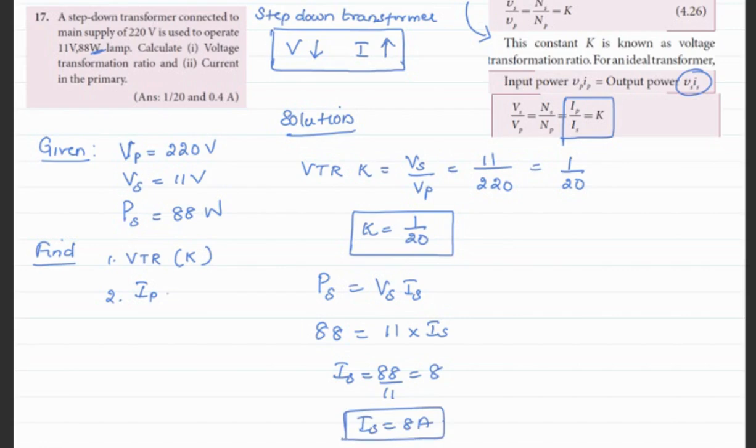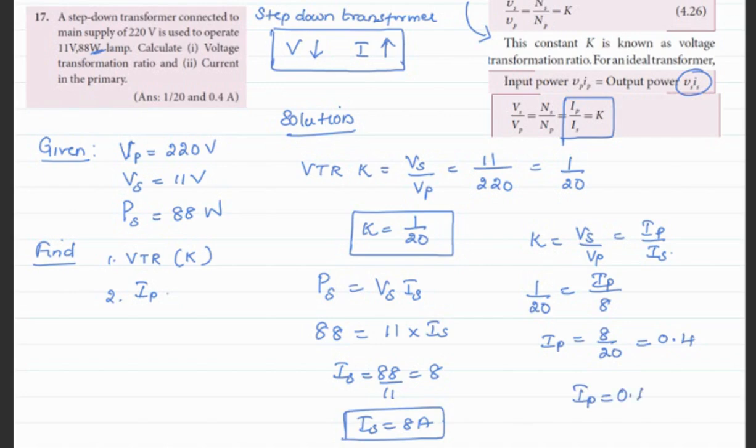Again you go back to this voltage transformation ratio. K is equal to VS by VP, or it can be IP by IS. So K is 1 by 20 is equal to IP, which is not known, by IS, which is 8. So IP is equal to 8 by 20, which is 0.4. So IP is equal to 0.4 amp. So this one is the voltage transformation ratio, and this is the current in the primary.